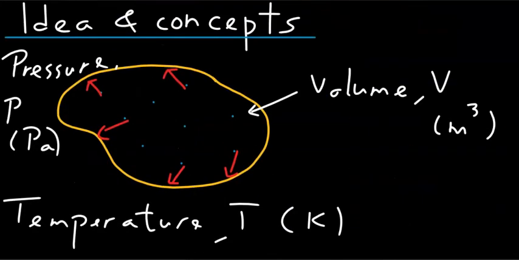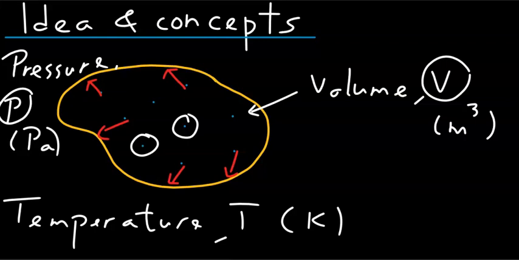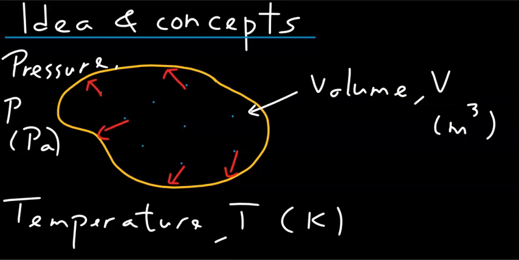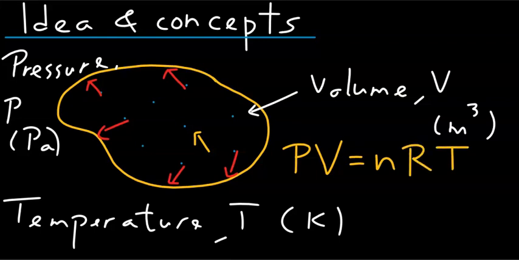Let's look at the following model. In a volume V, you have a sample of gas inside right there, and these gas molecules exert a certain amount of pressure P Pascal, and this entire sample of gas is at temperature T Kelvin. Let's assume that the sample of gas is an ideal gas. So it will obey the following equation. PV equals nRT.